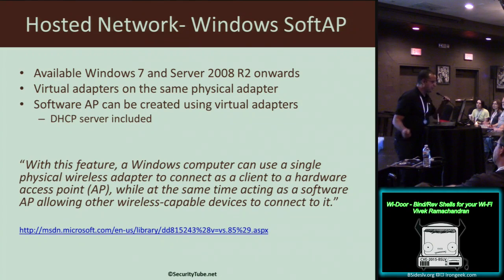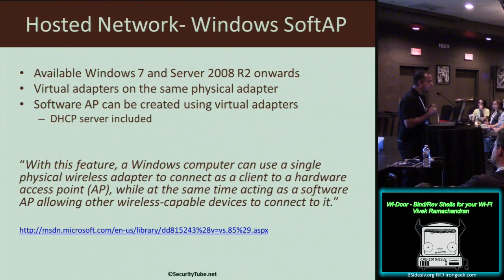On Windows, interestingly, from Windows 7 onwards, they have a very interesting feature called hosted network. Now, what is that? If you've never heard of it, you're going to be shocked today, right? Quoting from MSDN directly, with this feature, a Windows computer can use a single physical wireless adapter to connect as a client to a hardware AP, which is typically we connecting to our enterprise access point. Now, here's the interesting part after that, right? While at the same time acting as a software AP. So, this is not mutually exclusive. While you are connected to a regular network, you can actually create a software AP on the same wireless card.